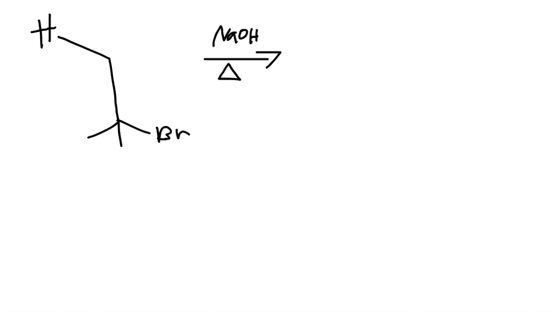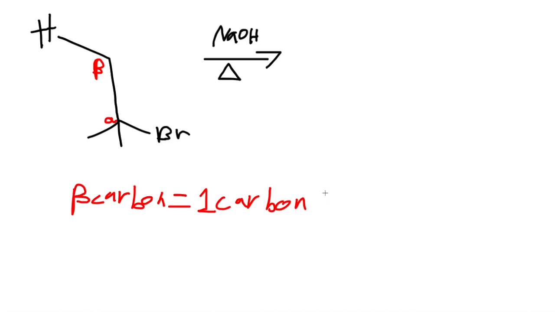For an E2 reaction to happen, there's something called a beta hydrogen. Before that, this right here is a beta carbon. This is the beta carbon, and this is the beta hydrogen I circled. Beta carbon means one carbon over from the leaving group. So we have the leaving group here. It's connected to the alpha carbon, then the beta carbon, and then we have that beta hydrogen.